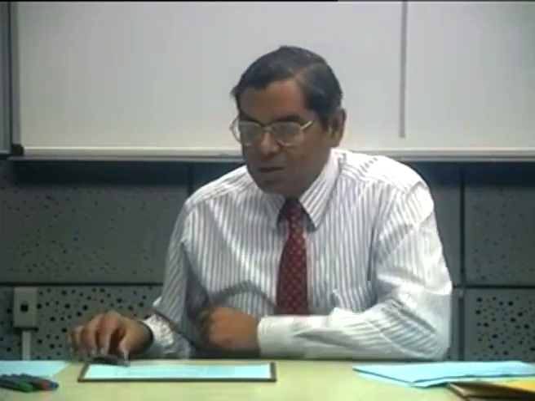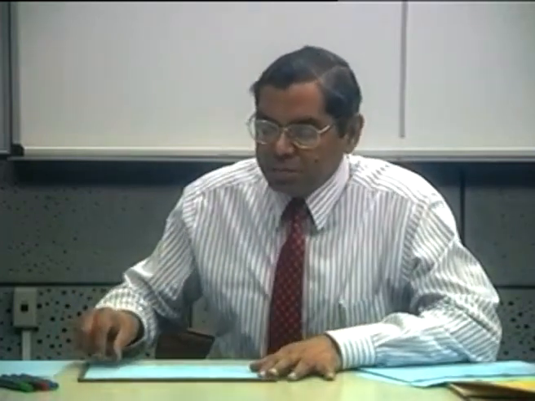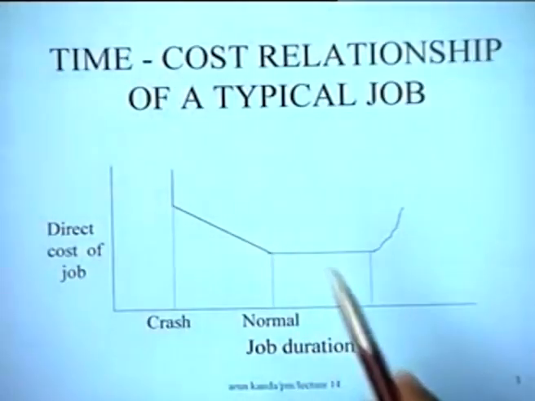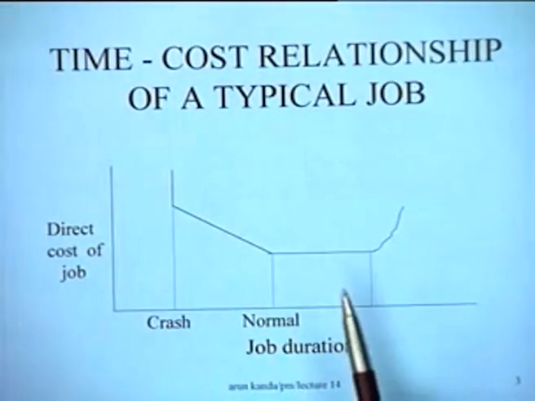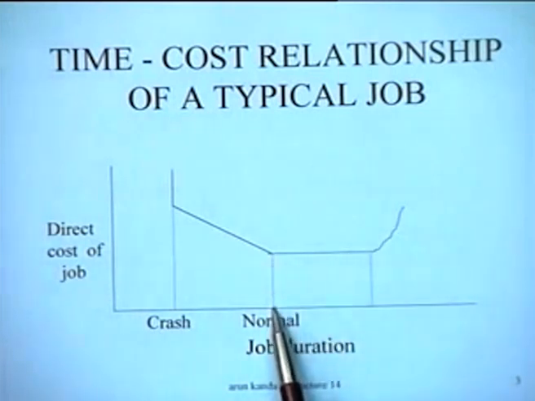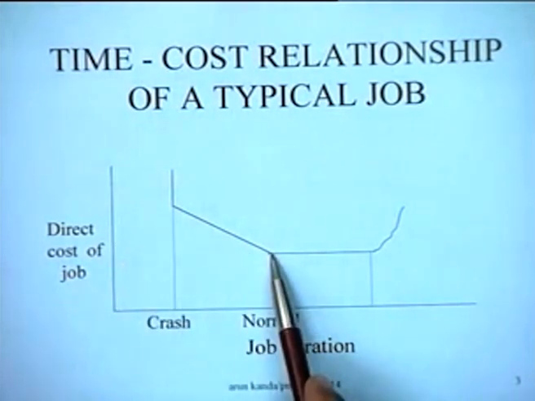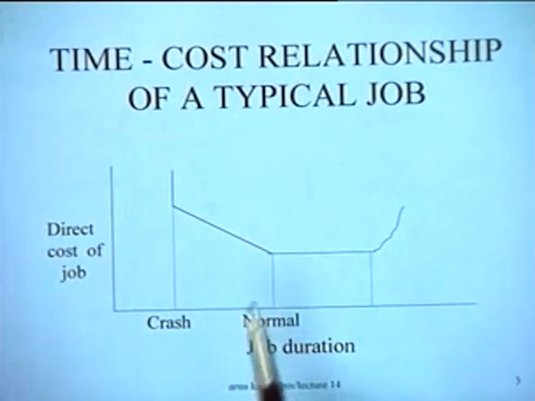You cannot reduce the activity duration to 0 because there are some physical limitations, and you cannot keep on reducing the duration of the activity. So what we are essentially trying to say is that a typical time cost relationship of a typical job would be something like this. You would normally have a normal duration for an activity, and this would be the minimum cost of the job which is attainable, which is what we call the normal duration.